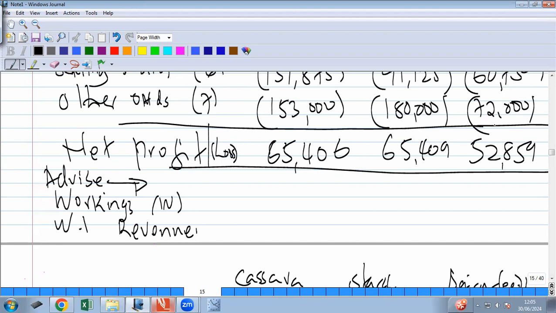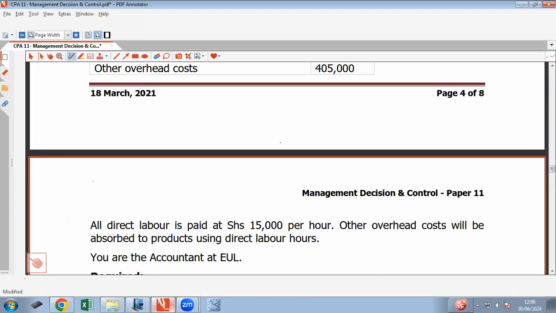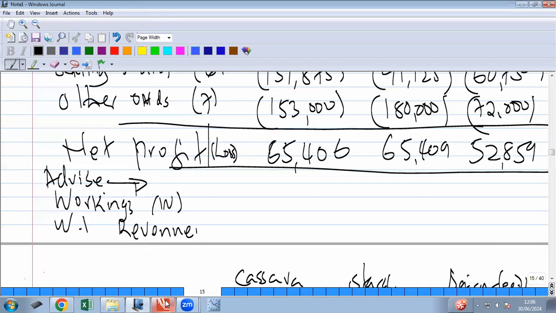Are we all there, guys? Okay, you can verify later, but we can make a decision using what's available here. You can write the figures, but you'll verify. In making the decision, because they had asked us to advise the MD whether to adopt the ABC system, first of all, they have given us profits under traditional, and we have also got profits under ABC as per our computation here.